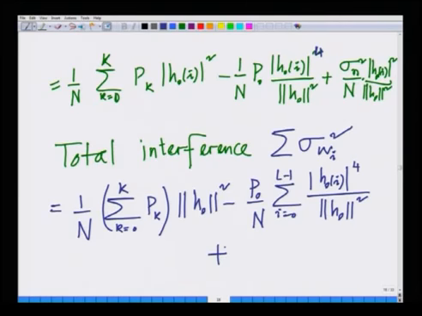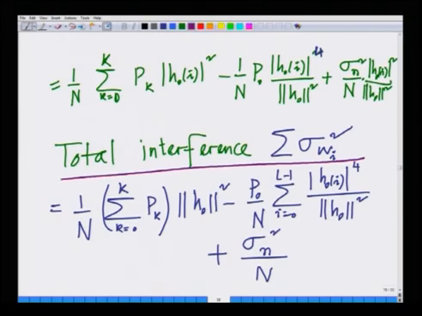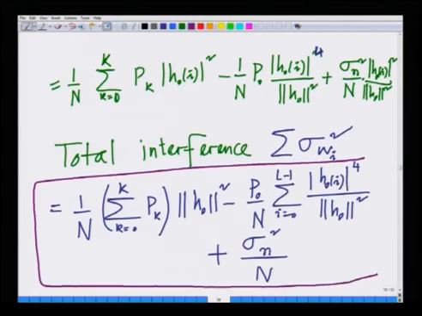plus sigma_n squared over n, summation of h_0i magnitude square, which is nothing but magnitude h_0 square divided by magnitude h_0 square; both of these cancel. So, when you sum across all branches, you will get sigma_n squared over n. Let me highlight this again. This is the total multi-path interference plus multi-user interference plus noise.